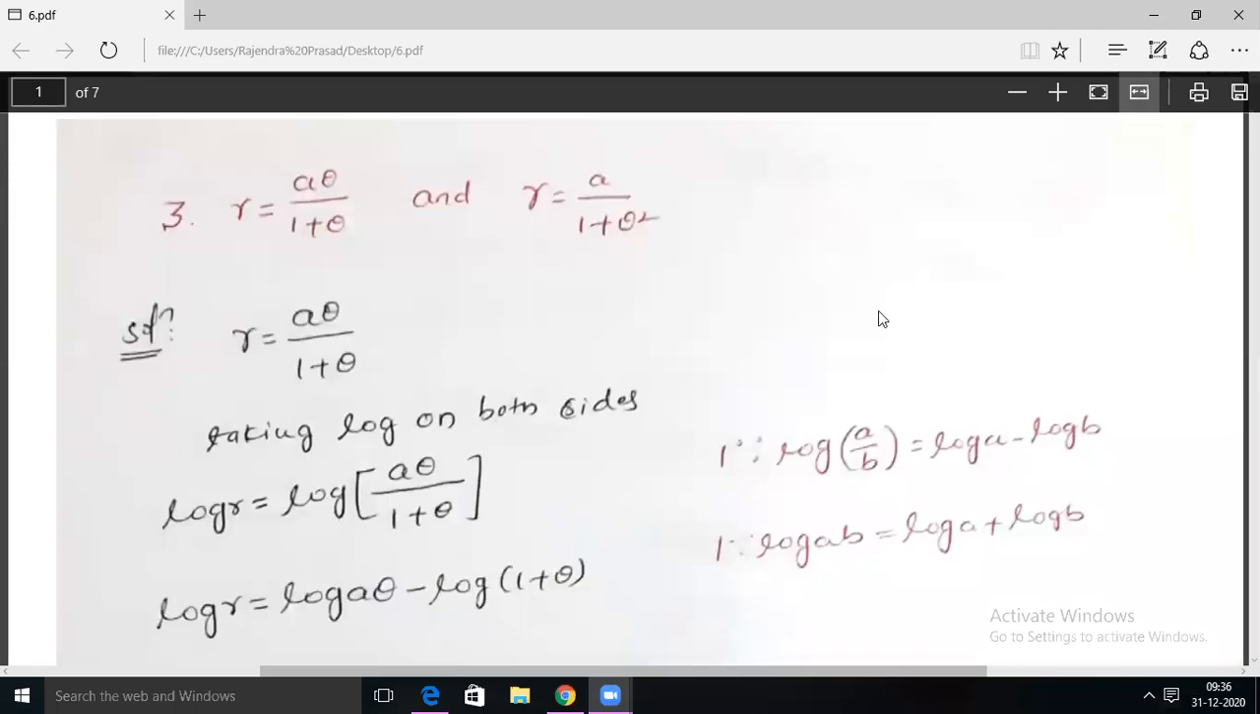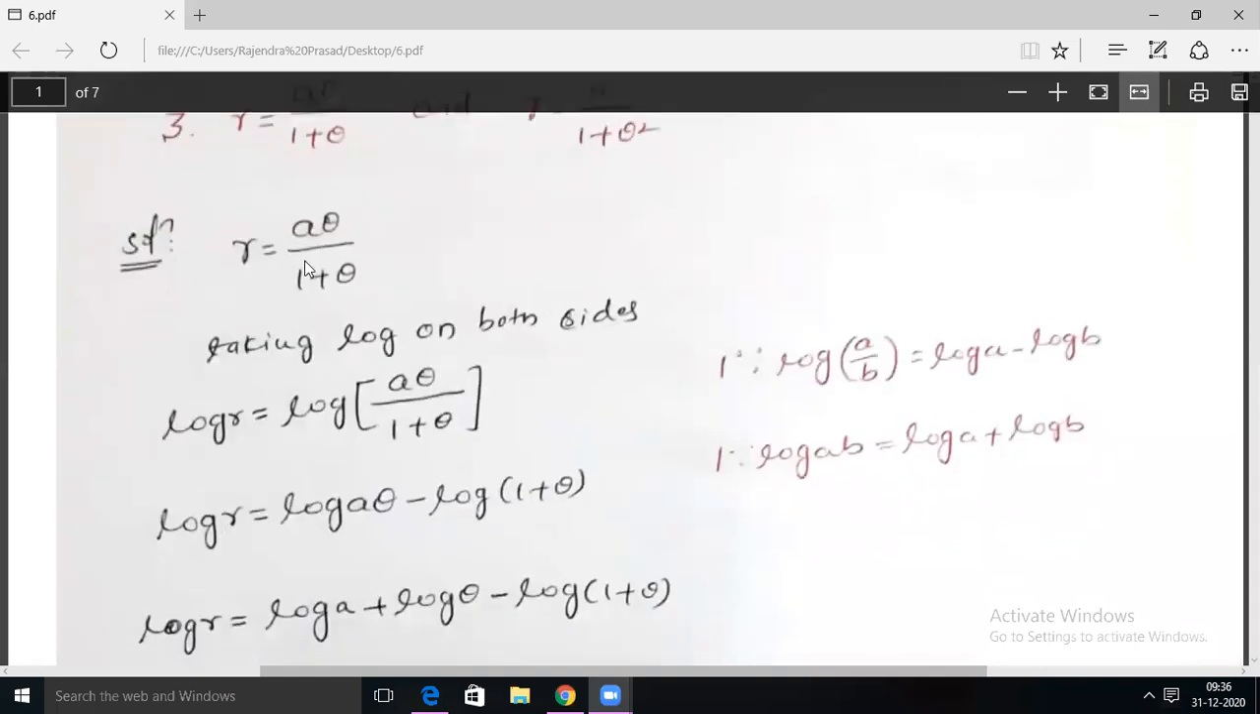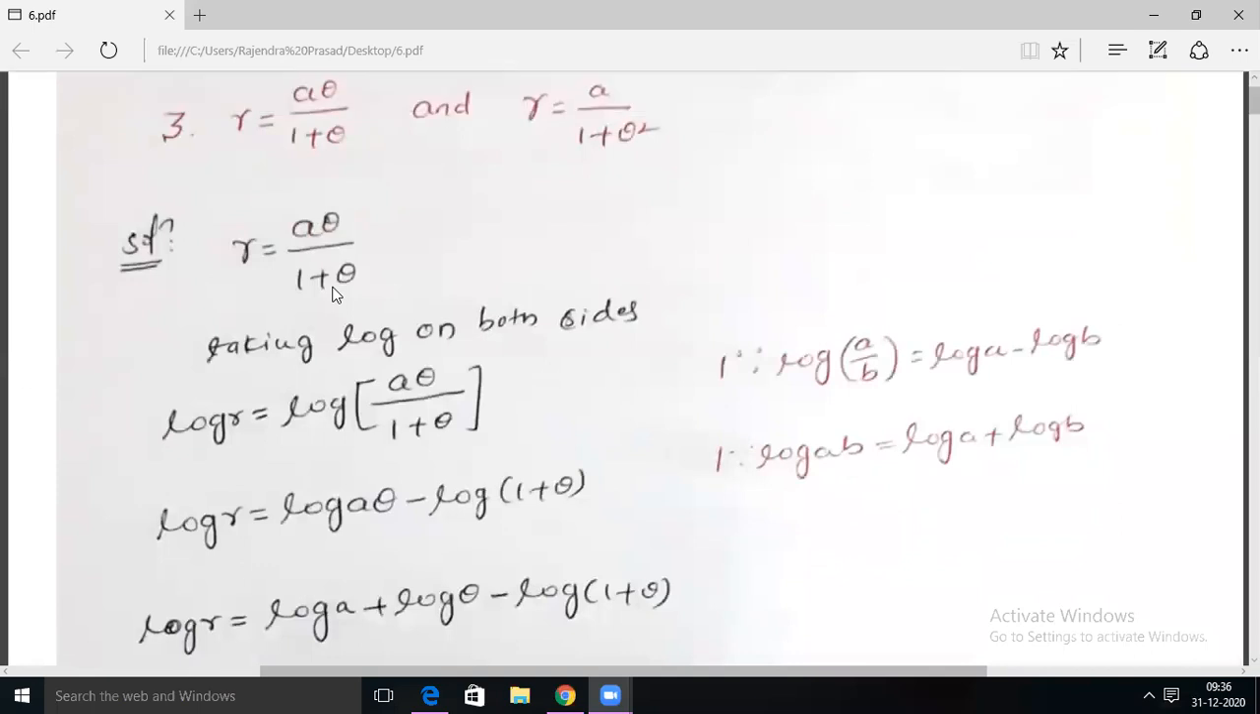Angle of intersection between two polar curves. Here they have given two polar curves: r is equal to a theta upon 1 plus theta, and the second polar curve, r is equal to a upon 1 plus theta square. First we shall consider the first polar curve, r is equal to a theta upon 1 plus theta. So the first part is very clear. We have to find the angle between the radius vector and the tangent.